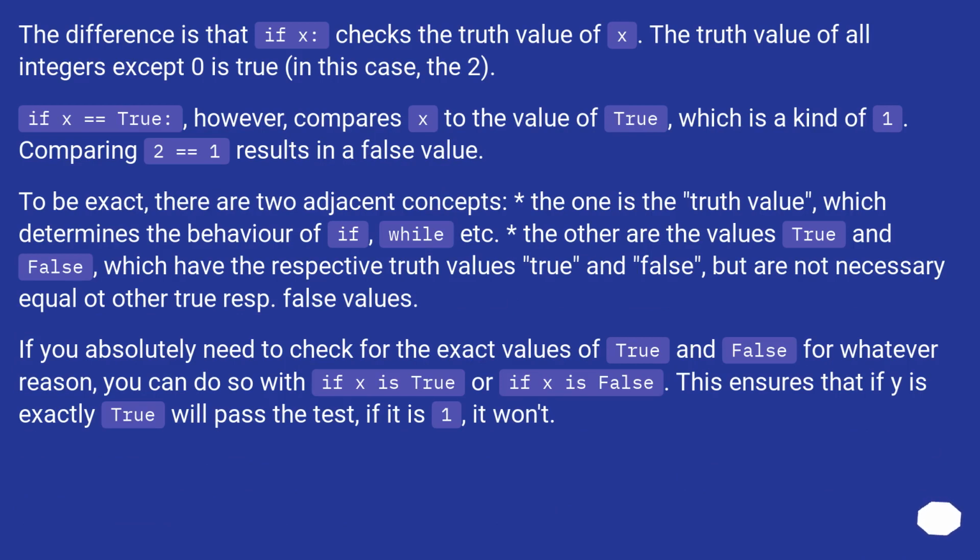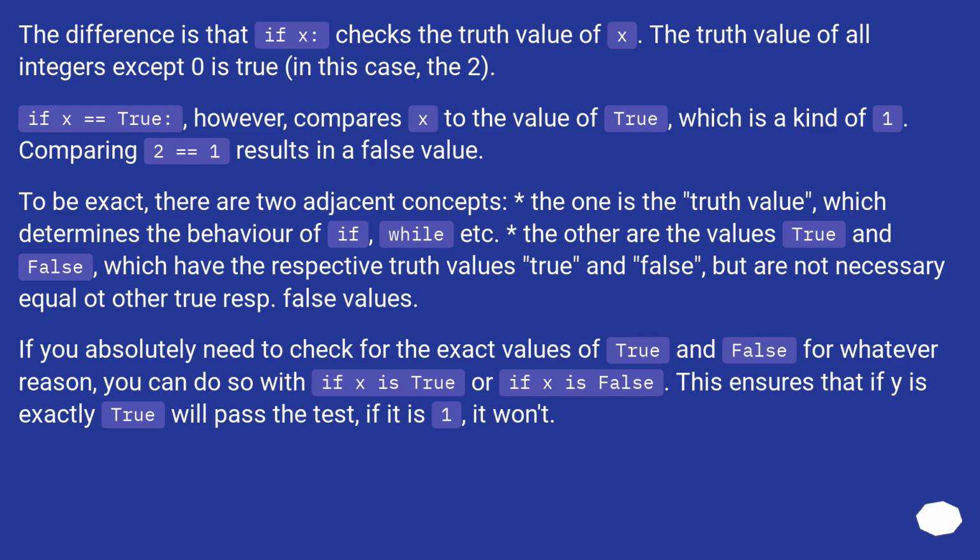The difference is that if x checks the truth value of x. The truth value of all integers except 0 is true, in this case, the 2. If x equals true, however, compares x to the value of true, which is a kind of 1. Comparing 2 equals 1 results in a false value.